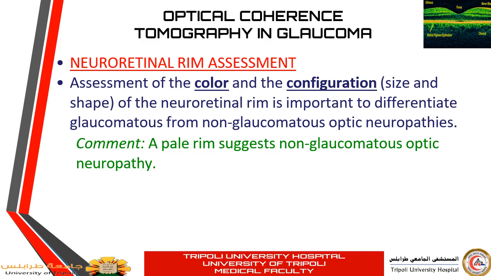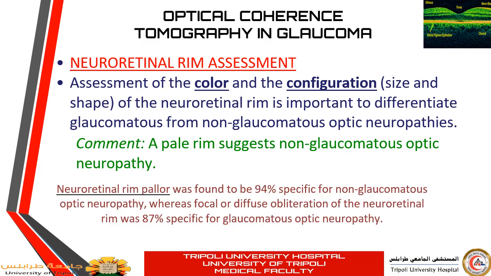However, if you find any optic neuropathy with thinning of the neuroretinal rim, this is in favor of glaucoma, not other neuropathies. So pallor of the neuroretinal rim was found to be 94% specific for non-glaucomatous optic neuropathy. However, focal or diffuse obliteration of the neuroretinal rim was found to be 87% specific for glaucoma. So I will repeat again: for confirmation and specificity for glaucoma, it is thinning of the neuroretinal rim. Pallor is not a feature of glaucomatous optic cupping. Pallor is a feature of optic neuropathy.